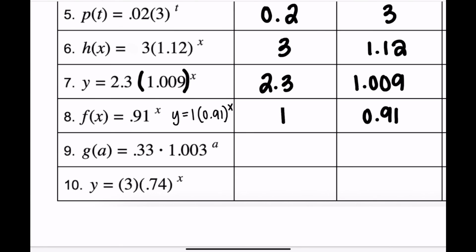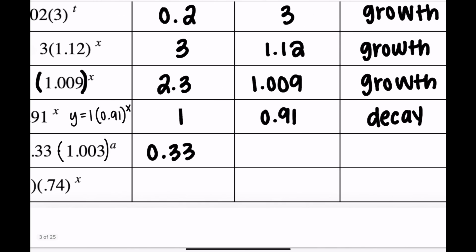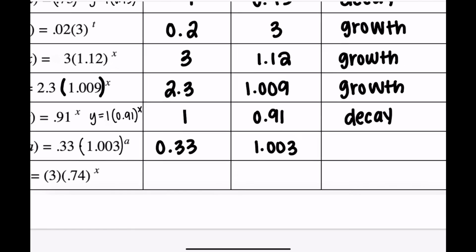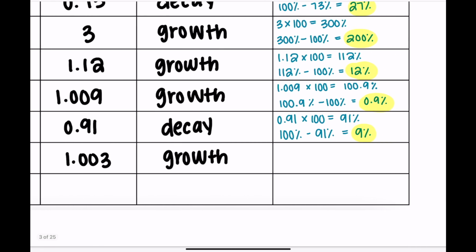Okay, number 9. Again, we have this function. It's written with the multiplication dot in the middle, so if you want to write the parentheses around the base, that's fine. Okay, our initial value is 0.33. Our base is 1.003. So this is going to be kind of similar to number 7. Okay, so 1.003 is still larger than 1, so it's still growth. Even though it's not much larger than 1, it is still growing.